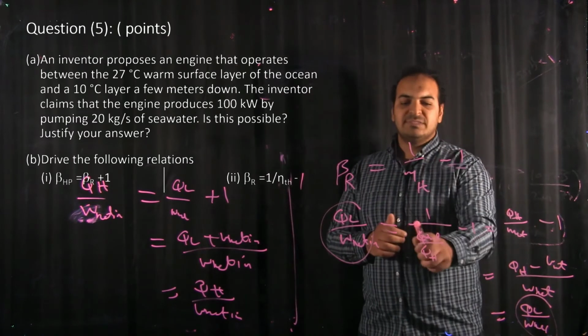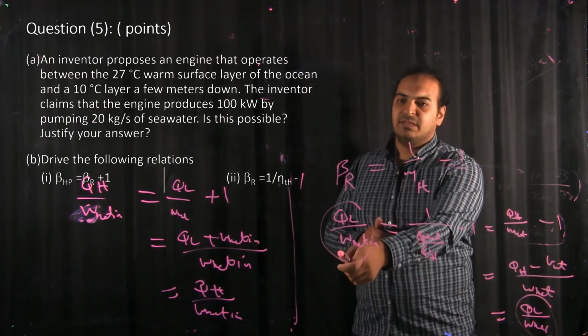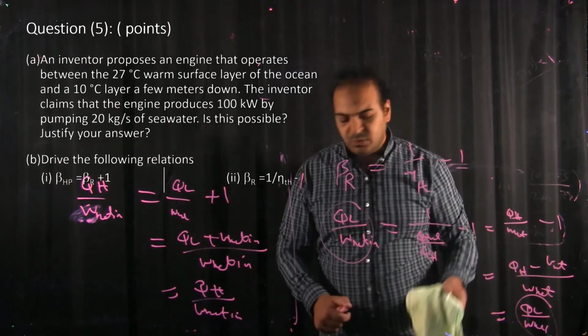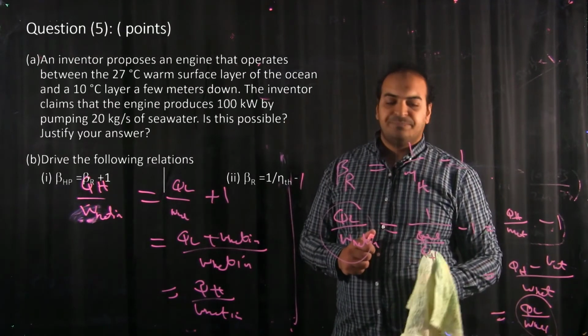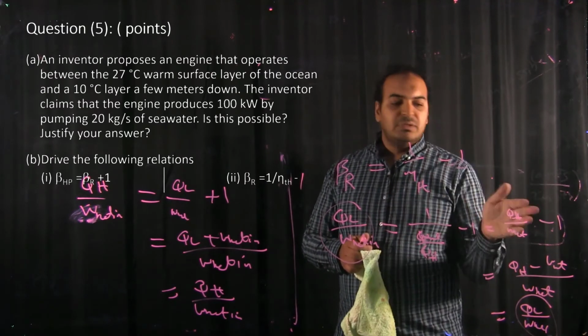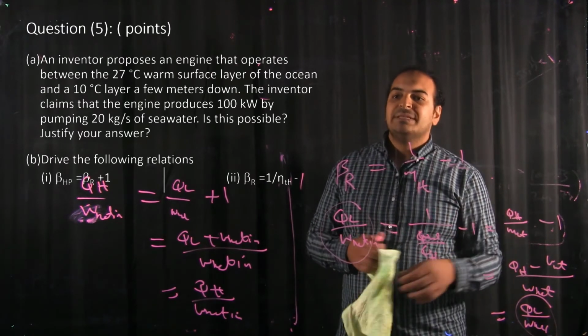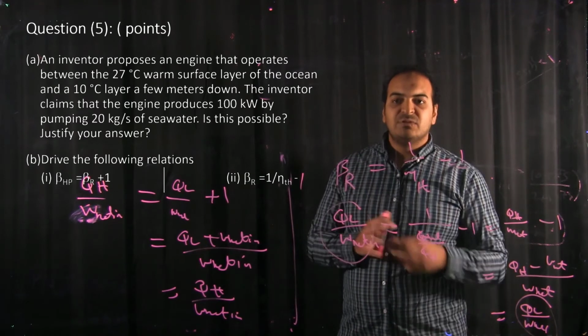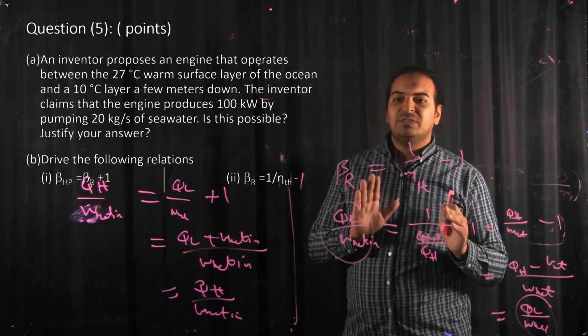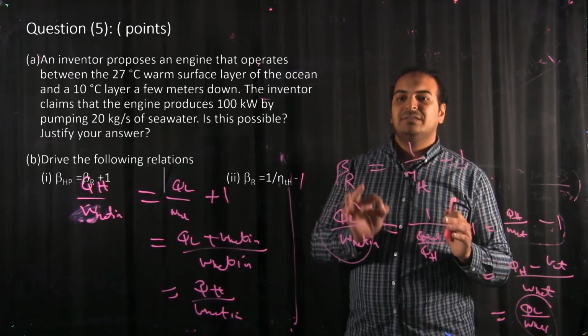So if you take the right hand side and simplify it, it would be the same as the left hand side. That's correct. So we can prove a correlation between these performance measures. Just play with the math: common denominator, simplify, and it will be the same as the previous one. Just write it in terms of Q low, Q high, and W net. Do not use T low and T high unless it is ideal, Carnot.